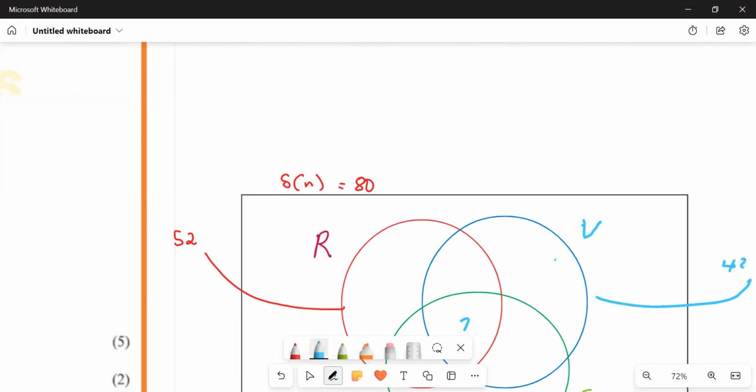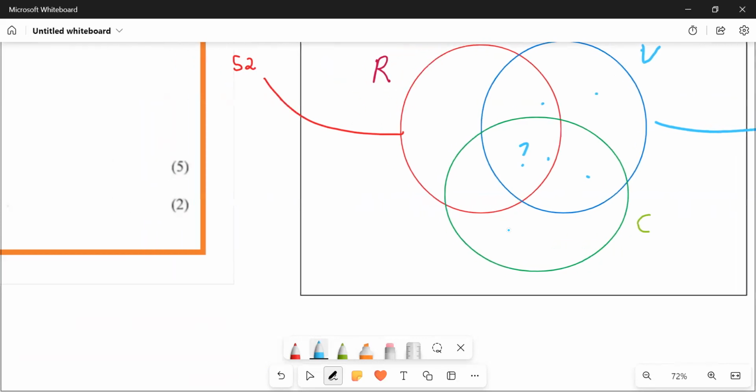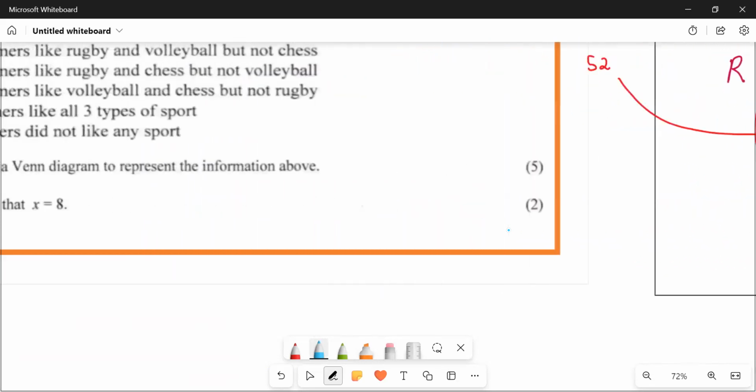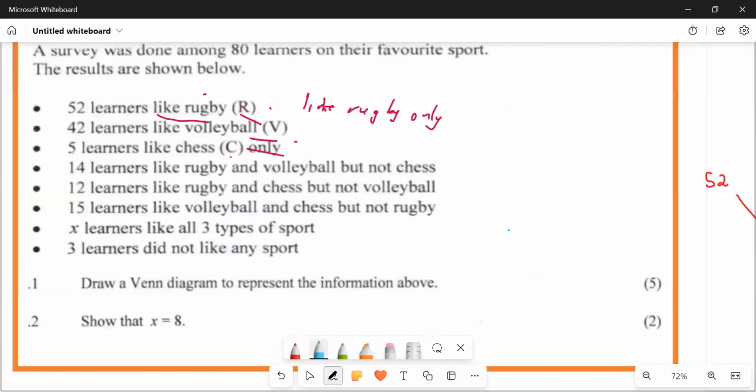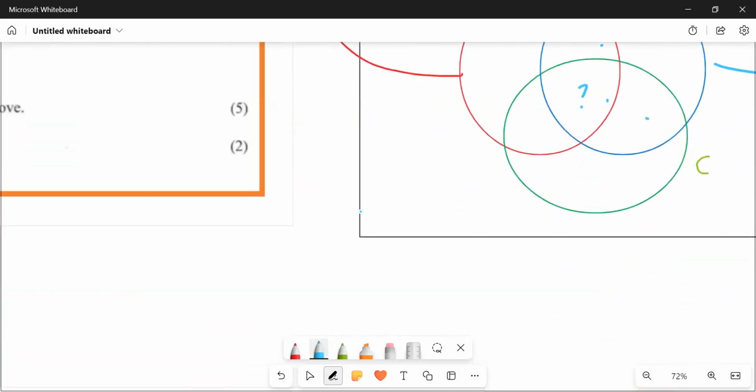What does this mean? It means the blue. Everything inside this blue color is going to give us what? 42. So if I add this one plus this one plus this one plus this one, they're supposed to give us what? 42. Now, this is a little bit tricky for learners to take. They say, but 5 learners like chess only. Do you see this one again? This one doesn't have only, this one also doesn't have only, but this one here has only. So how then do we write this one of chess only? Where is chess only?